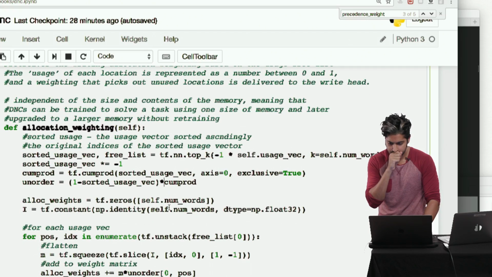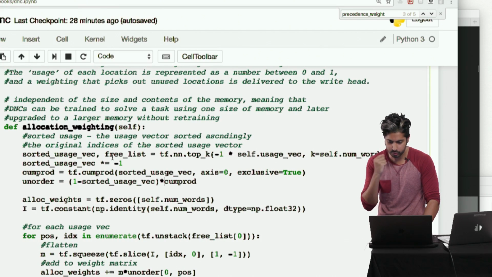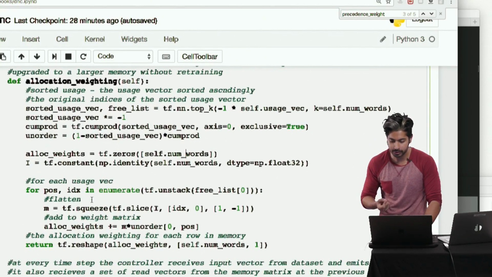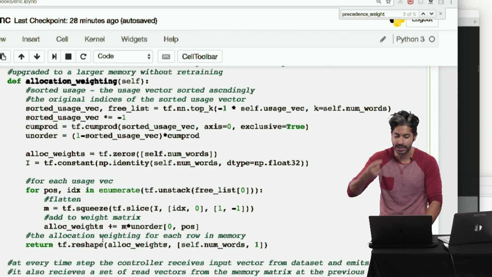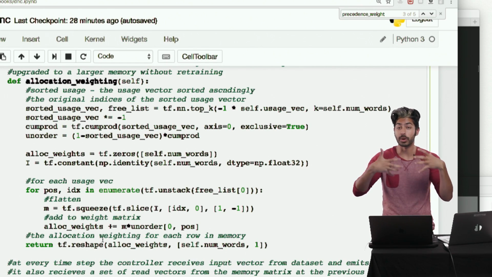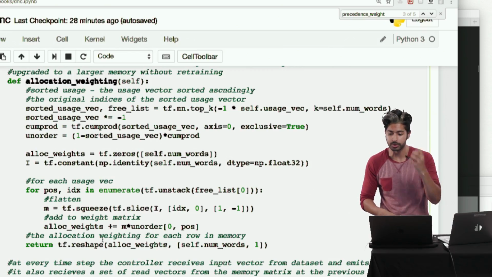Okay, so we are then taking the sorted usage vector. We're going to sort the usage vector ascendingly, and then we're going to compute the cumulative product of all of those components, and then initialize our allocation weights using those values. And then for each of our usage vectors, we're going to flatten it and then add it to the weight matrix and return the allocation weighting for each row in memory. And this is essentially a matrix of allocation values that we can then use to decide how best we want to allocate memory. So it's a matrix that we're returning from this.